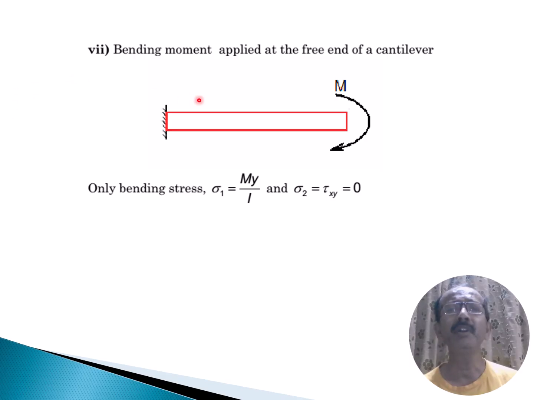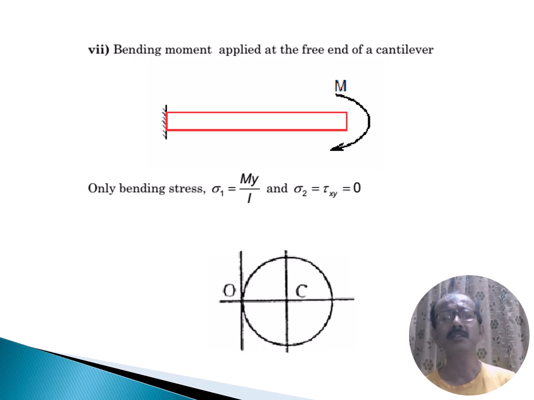Now the bending moment applied at the free end of the cantilever. So that is bending moment applied at the free end. So sigma 1 is nothing but My by I, and sigma 2 equals tau xy equals 0. Only the bending stress is there. So that is the diagram of the Mohr's circle.